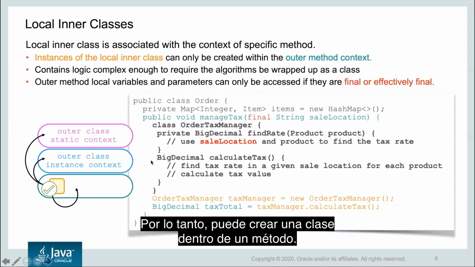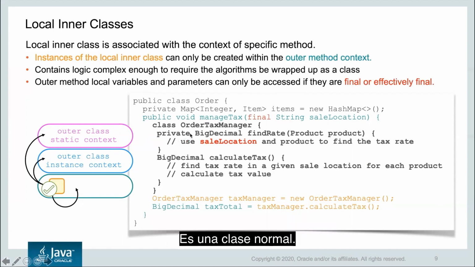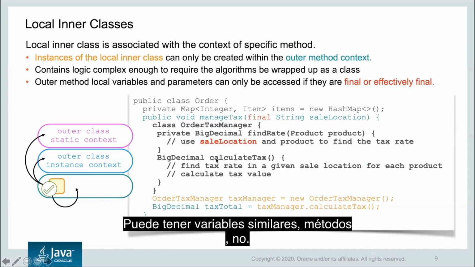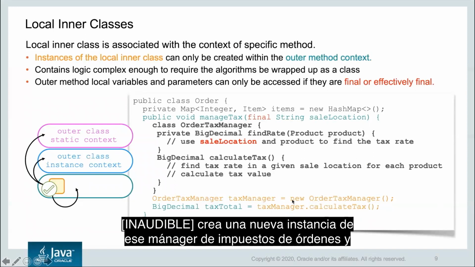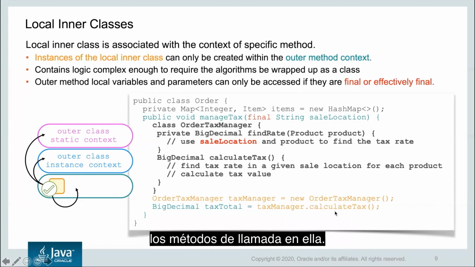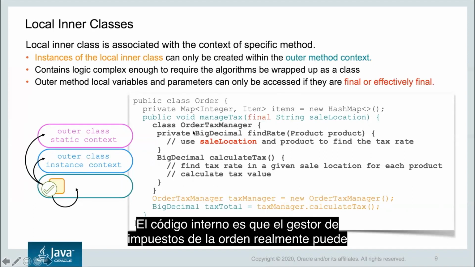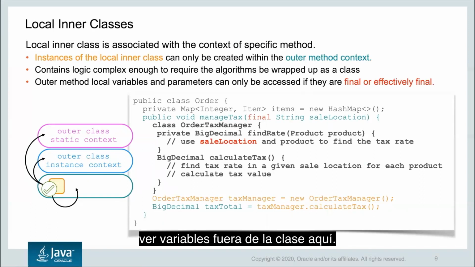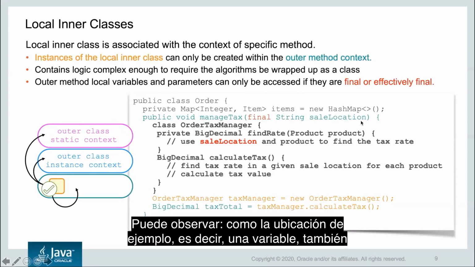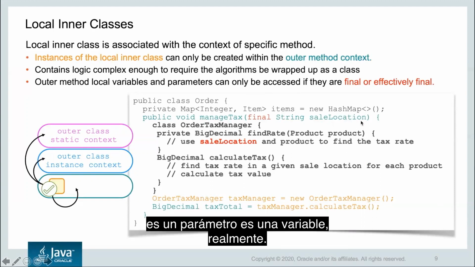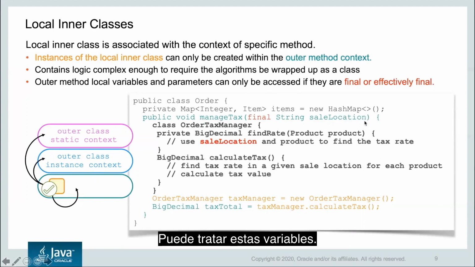So you can create a class inside a method. It's a normal class. You can have variables, methods, whatnot. You can have instances of that class, as you can see, just to create a new instance of that order tax manager and call methods upon it. But you can only do that in this method, nowhere else. Yeah. The code inside this order tax manager can actually see variables outside of the class here. It can observe this sale location, for example. It's a variable. Well, a parameter is a variable, really. Yeah, you could address these variables.